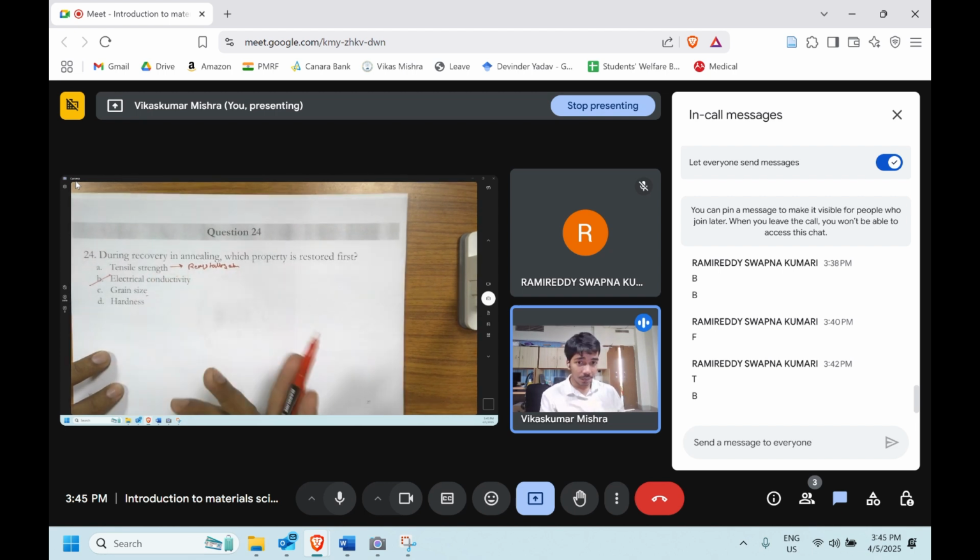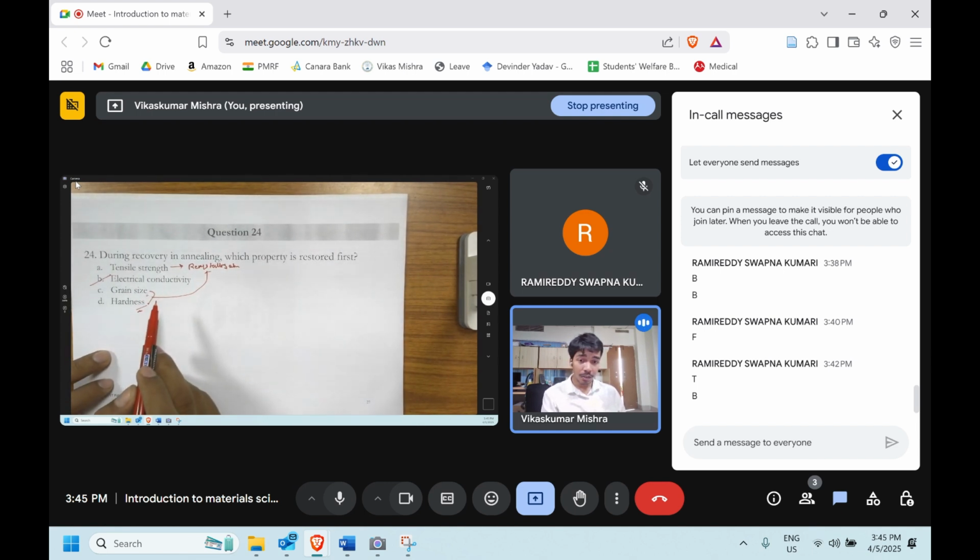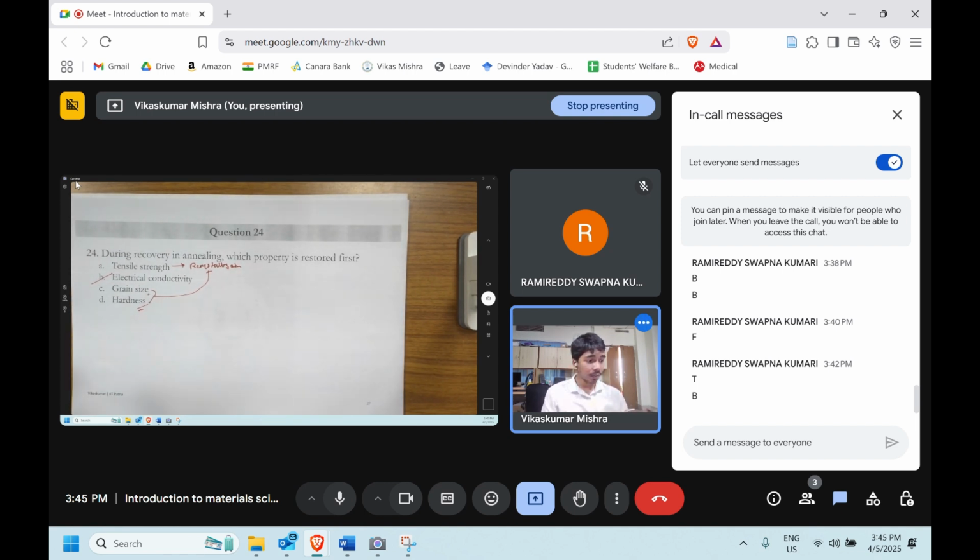Grain size, again we know that it will happen in the grain growth. Hardness again depends upon the grain size and the dislocations. They don't depend that much on the vacancies concentration or the point defects. So the only property which is going to restore first is the electrical conductivity.